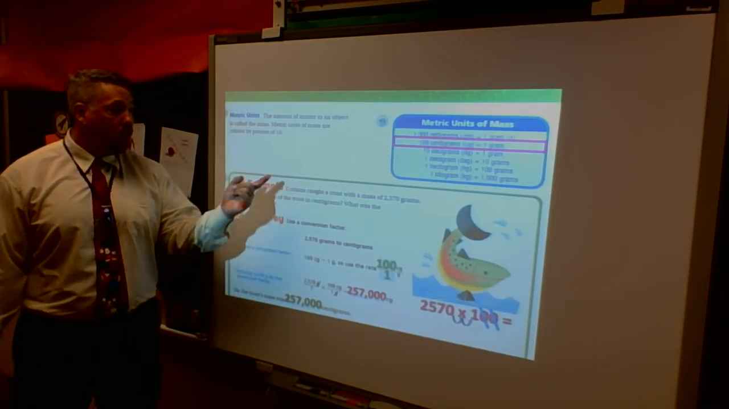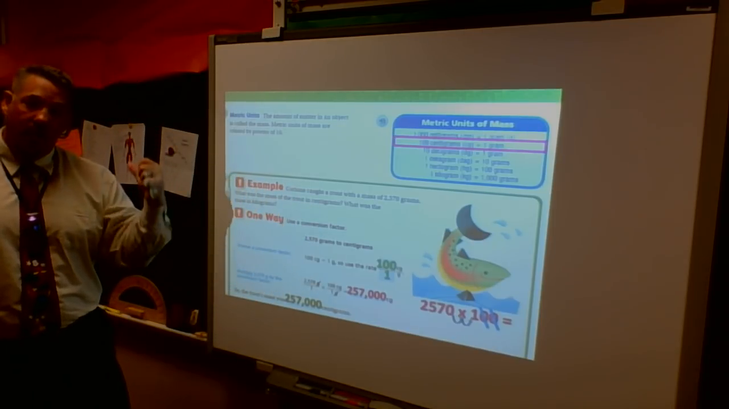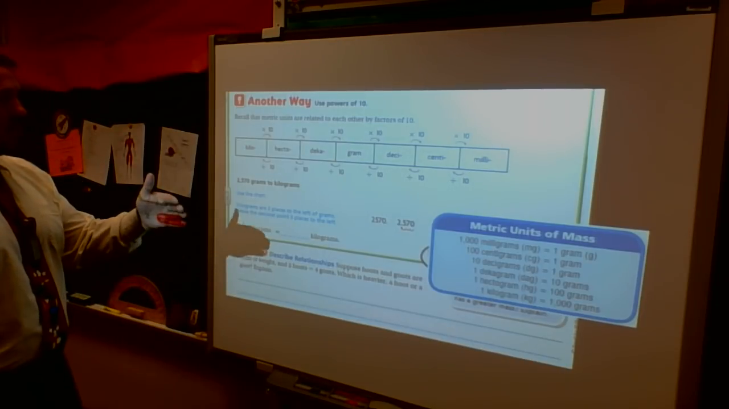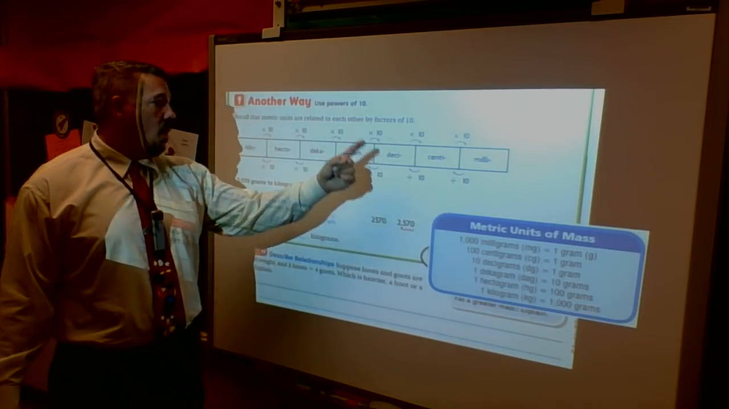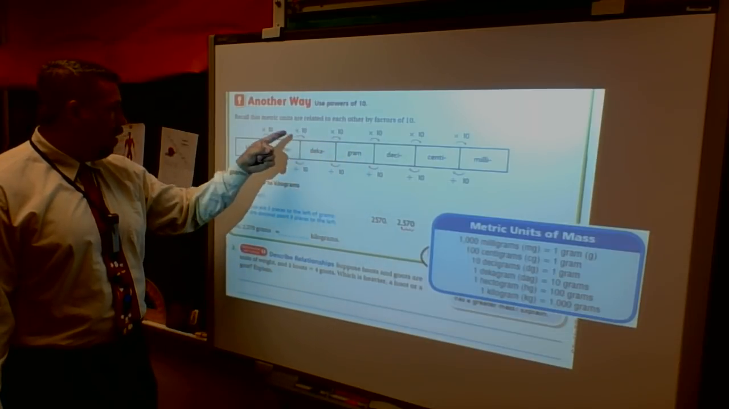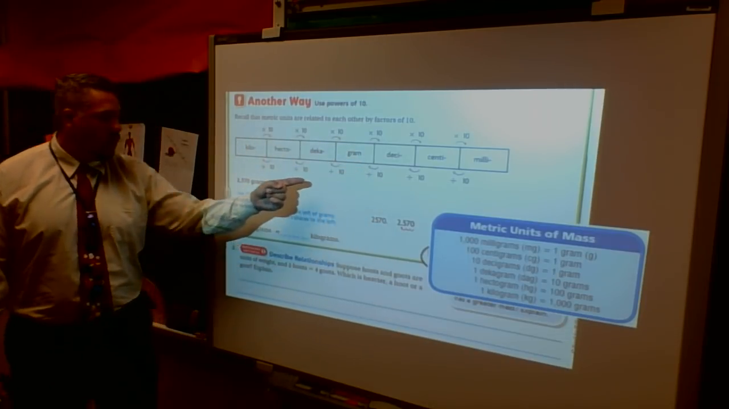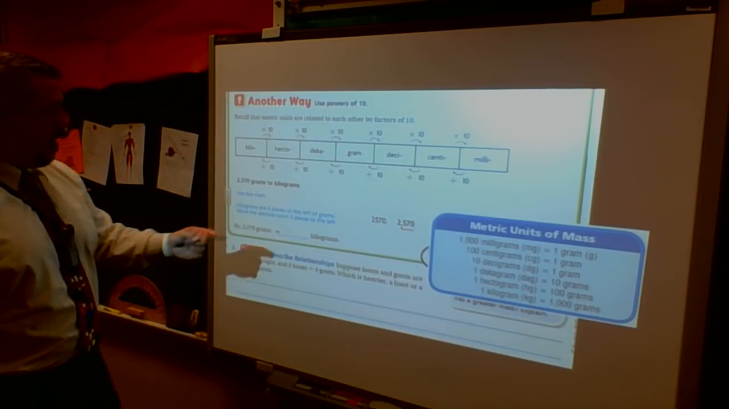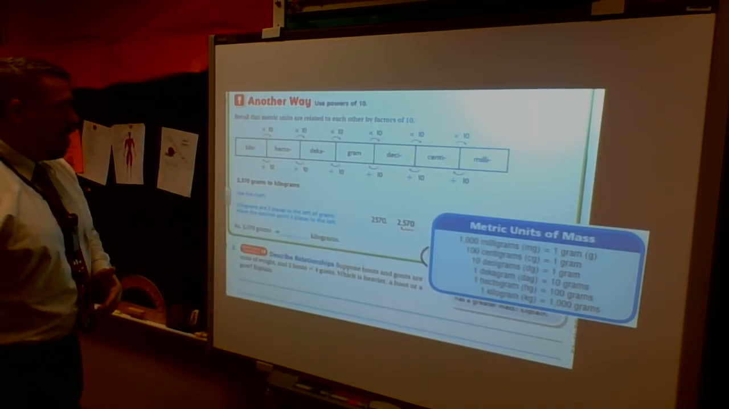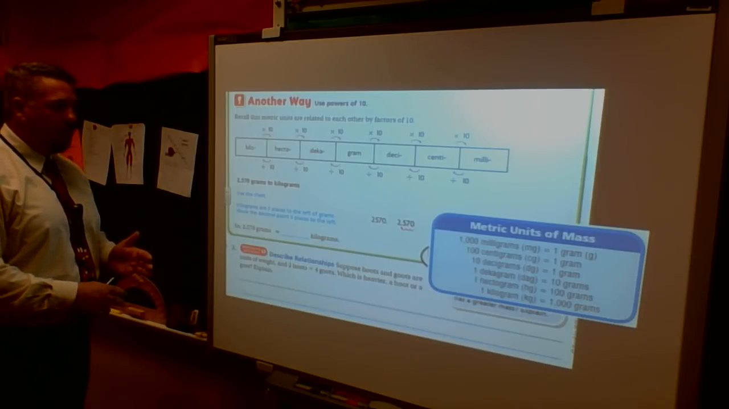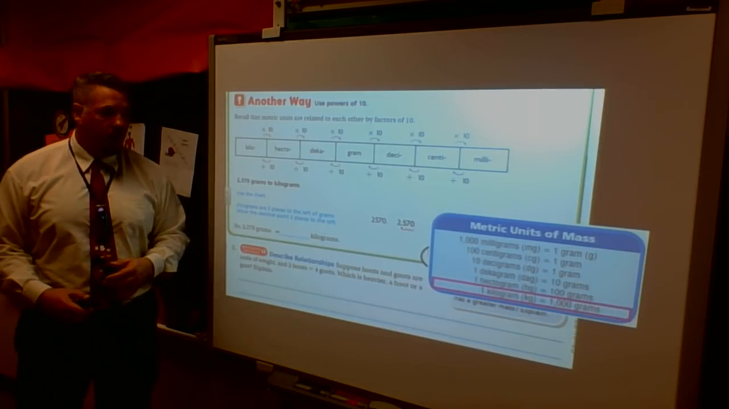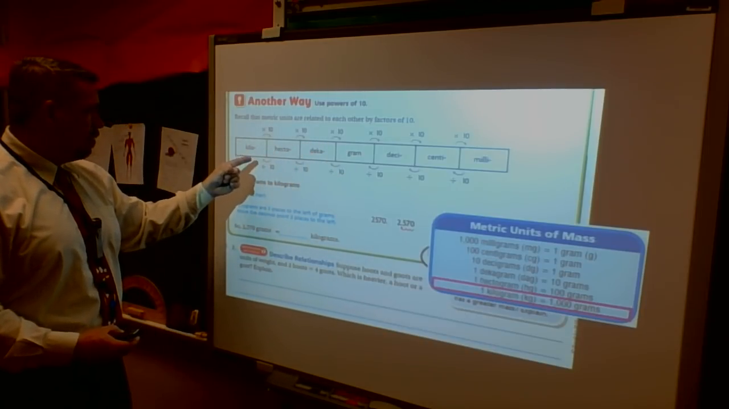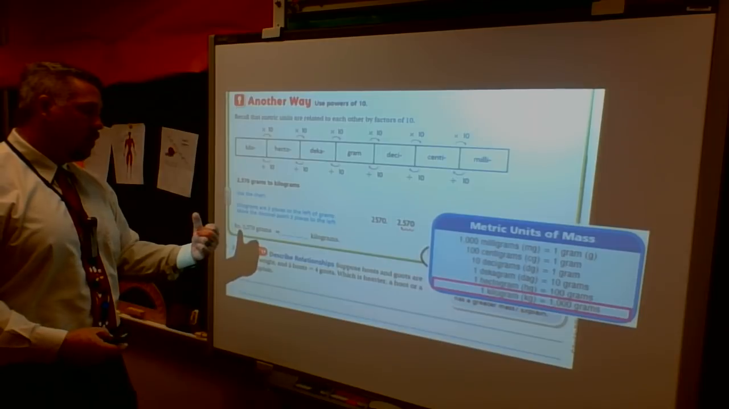Am I done? No, because I had 2 questions. Now I have to convert it going the opposite way into kilograms. So if I'm going to change it into kilograms, then I'm going up the steps from grams. 1, 2, 3. Notice I showed you the little loops. I'm moving that direction to the left. If I have 2,570, how many steps do I go to kilograms? Well, I'm going to go a total of 1, 2, 3 steps. Which way am I going to go? I'm going to go to the left.